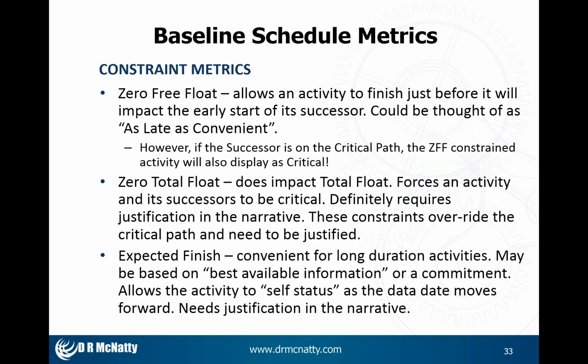Constraint metrics. This can sometimes get confusing, and I'm kind of in a hurry to get here because I've got some graphics that I put together to help understand how these work. Zero free float I think of as late as convenient. So I don't want to have the material get there until just before it has to be installed. The problem with that, however, is if I delay my delivery to a critical activity, then my delivery becomes critical as well, so I need to watch that. Zero total float can force an activity to be critical that's not on the critical path.